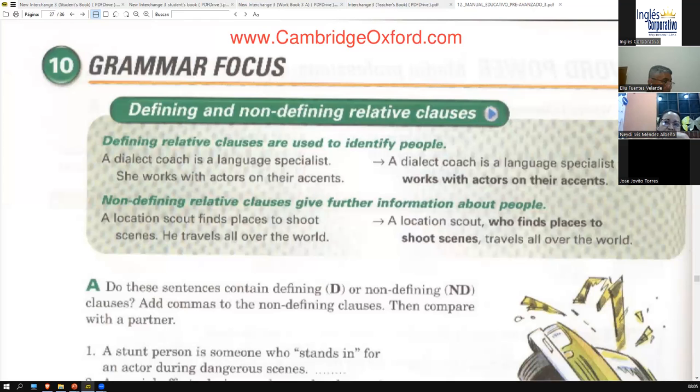One of the things that we were failing with in the platform were the commas. Remember that when we have the non-defining relative clauses, since they just give further information about people, we place the commas in between that specific clause. But with the other type of clauses, the defining relative clauses, we do not need them. So that's the reason why we just leave it like that.